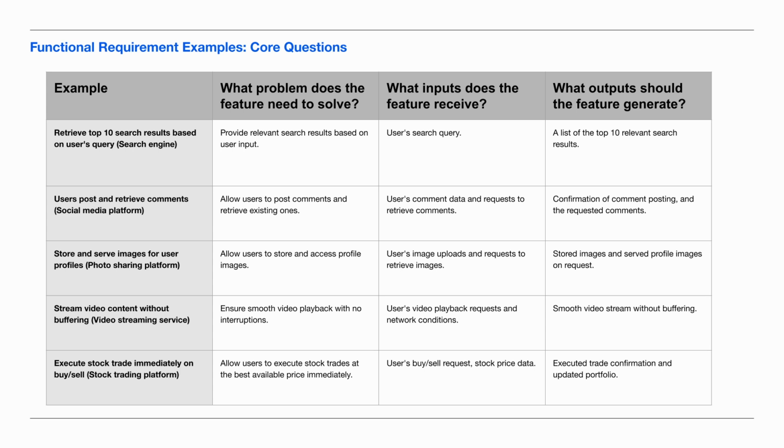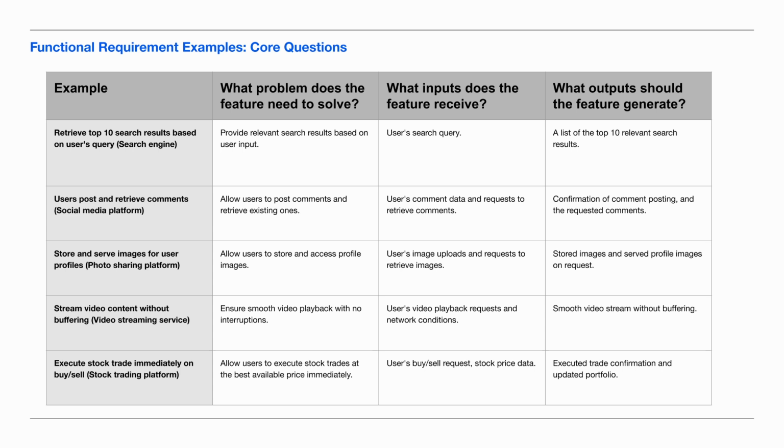So for our search engine, the requirement is to retrieve the top 10 search results based on the user's query. Number 1, what problem does the feature need to solve? It needs to provide relevant search results based on users' input. What input does the feature receive? It's going to receive the user search query. And what output should the feature generate? A list of the top 10 relevant search results.